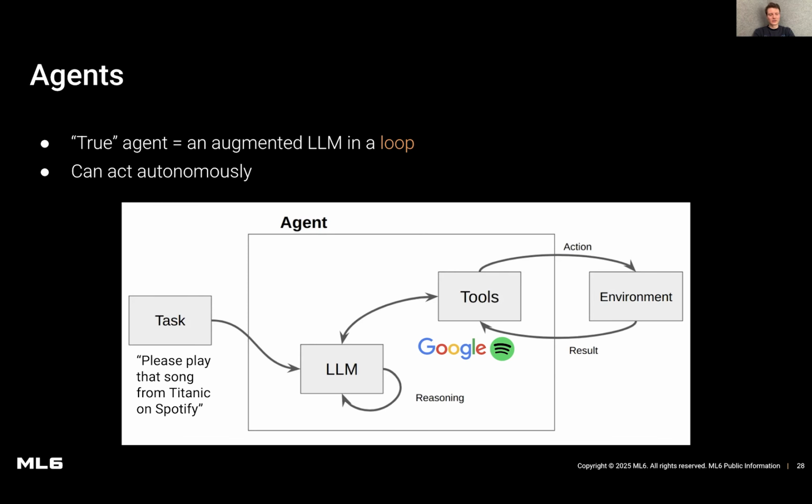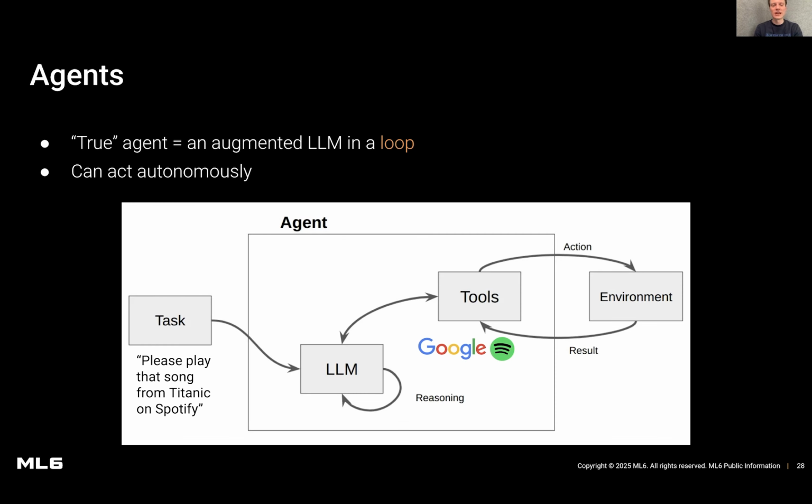So let's say you're in your house and you want to ask your Google Home speaker, please play that song from Titanic on Spotify. So what Google is then going to have is an LLM. So it will be Gemini, and it will be equipped with multiple tools. It might have access to Google Search, it might have access to the Spotify API and so on, so that it can actually play music.